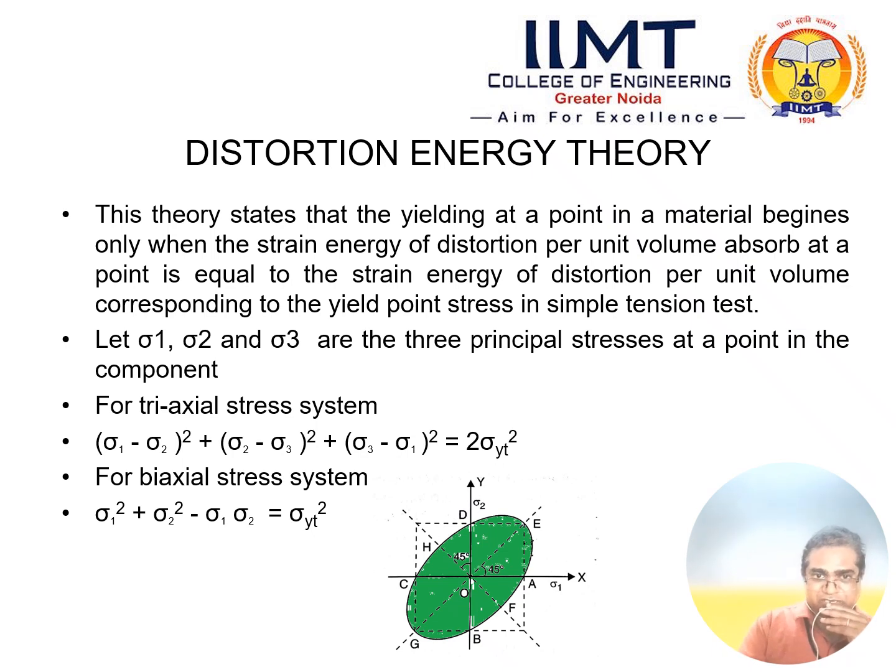After calculating sigma 1, sigma 2, sigma 3, for the triaxial system we can make the equation: sigma 1 minus sigma 2 whole square plus sigma 2 minus sigma 3 whole square plus sigma 3 minus sigma 1 whole square is equal to 2 sigma yt square. And for the biaxial stress system, we have to put the value of sigma 3 equal to 0. So we get the equation sigma 1 square plus sigma 2 square minus sigma 1 into sigma 2 is equal to sigma yt square. So this equation also represents the equation of an ellipse.